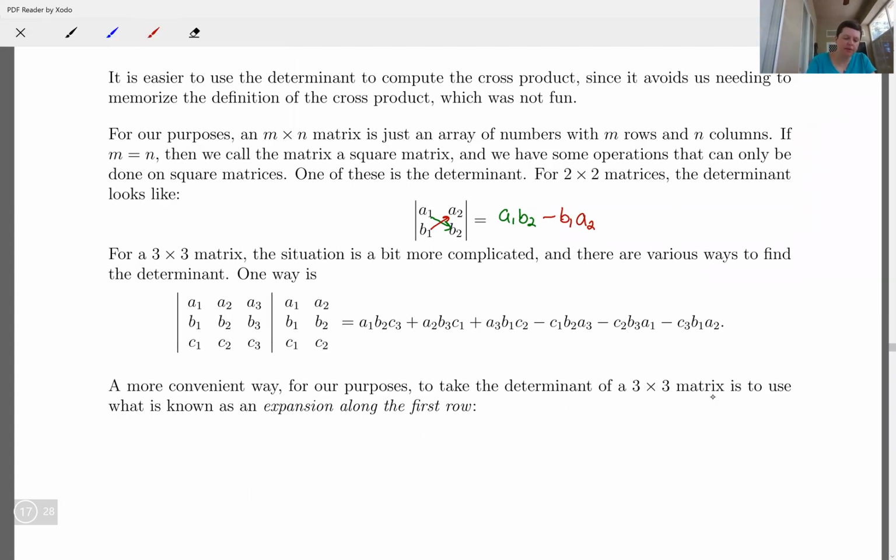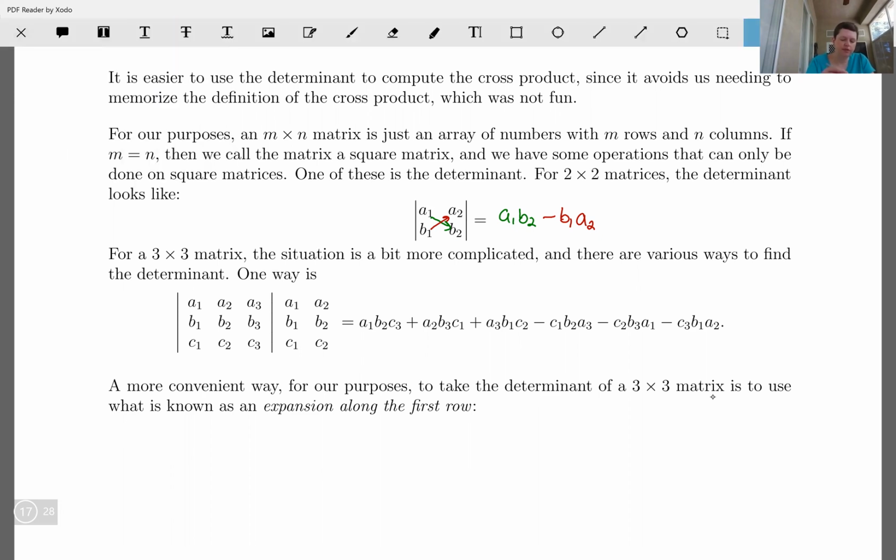Now for a 3 by 3 matrix, things are a little more complicated. There are various ways to find the determinant. One of those ways is to copy the first 2 columns and then do products just like I did for the 2 by 2, starting from the left, going down diagonally to the right for the first row, and we add all those up. That's why I put them in green. And we go the other way from the third column, third row, do all of those diagonally up, and those are subtracted, which is why I put them in red.